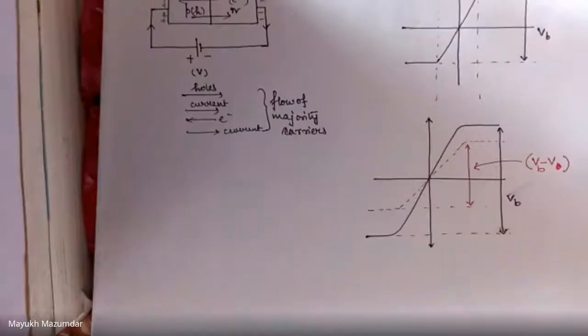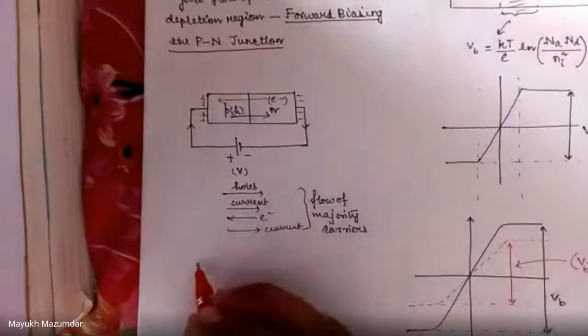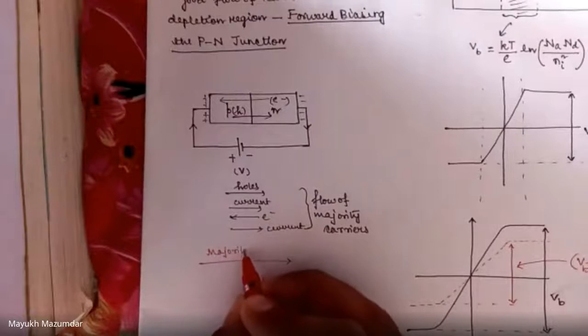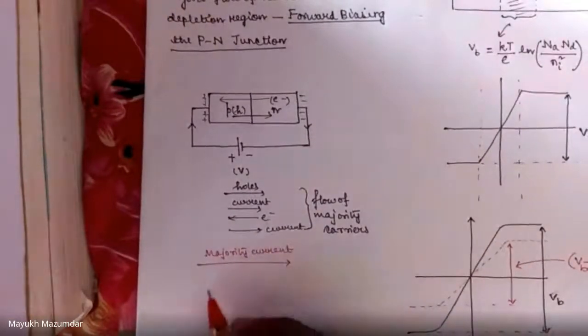The decrease, so which one? Does it mean that my minority current will affect the majority? See, majority current is flowing this way. That's the direction of majority current. Okay. Minority current will flow in the opposite direction.